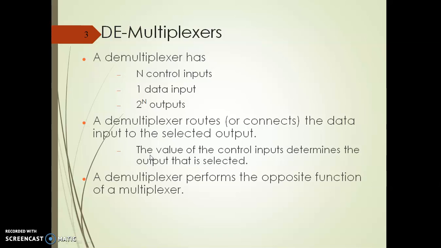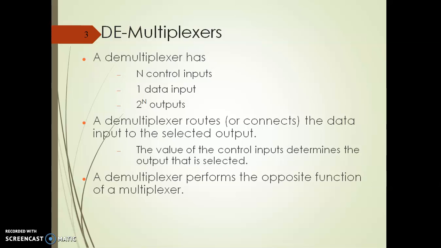A demultiplexer has n control inputs and one data input, and depending on those control inputs it has 2 raised to n outputs. So a demultiplexer routes or connects the data input to the selected output. The value of the control inputs determines the output that is selected. A demultiplexer performs the opposite function of a multiplexer.